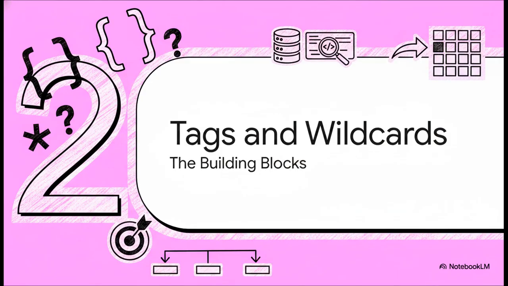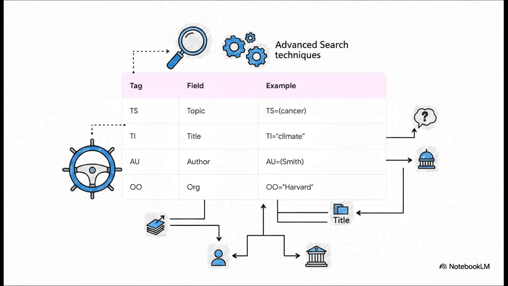Moving right along to Section 2, Field Tags and Wildcards. These are essentially your building blocks. Instead of letting the database guess where to look, we are going to tell it exactly where to go. The crucial point here is memorizing these two-letter field tags. Think of them as your steering wheel.